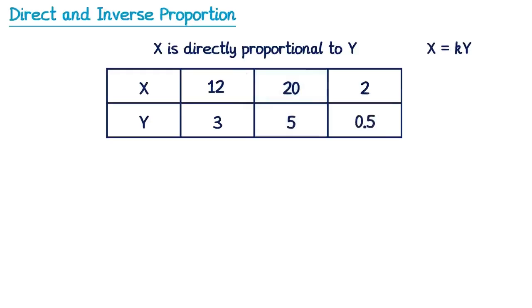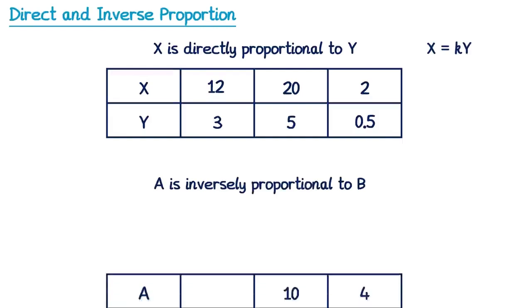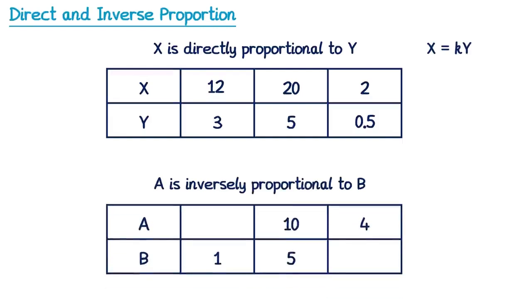But what if it says they're inversely proportional? So A is inversely proportional to B, and we have this table here. So if A is inversely proportional to B, we know there's some constant, so that A equals K over B. Once again, you can see we've got a pair of values here, this 10 and 5. Now if this were directly proportional, you'd be looking at how you get from 5 to 10, which is multiplied by 2. But it's not directly proportional, so we don't do that.